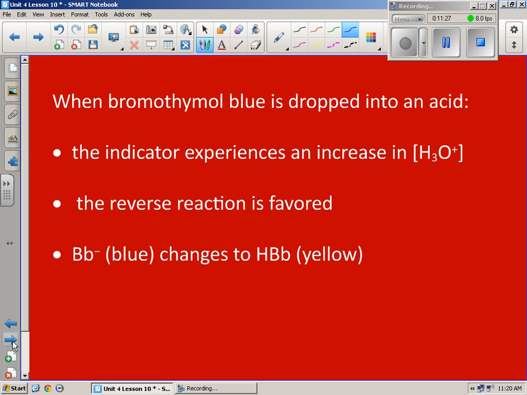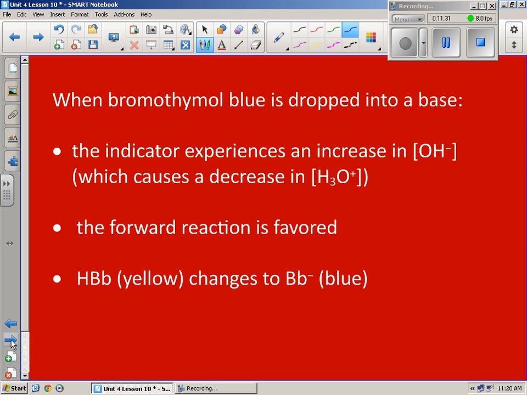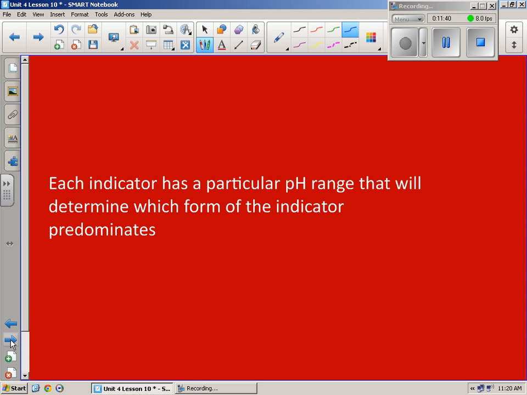Next, what do we got here? So, bromothymol blue, that's the acid one. Let's see here, the base. Hydroxide concentration increases, H3O plus, forward reaction favored, it changes to a blue. Each indicator has a particular pH range in which one form of the indicator predominates.